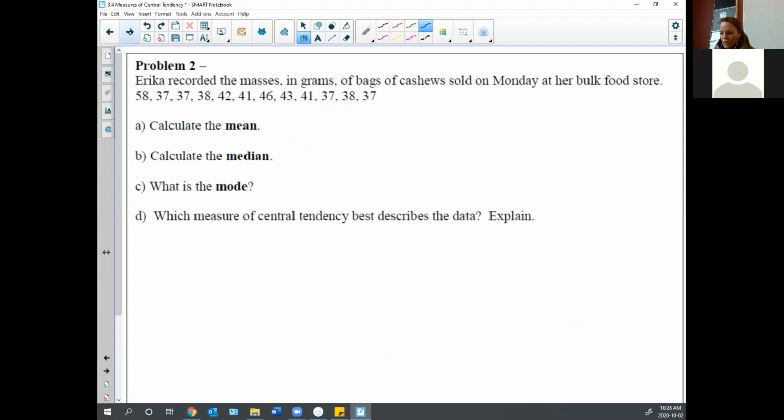Again, mean, median, mode. Erica recorded the masses in grams of bags of cashews sold on Monday at her bulk food store. Mean, add and divide. Median, find the middle number. Mode, which one shows up the most. And then try to decide which one you think is the most useful data for Erica in her store. So I'm going to solve all 3. You guys solve all 3. Put in the chat your mean, median, and mode, and then we'll compare. Sound good? I'm going to assume that's a yes. Yes, thank you. Okay, let's try it.